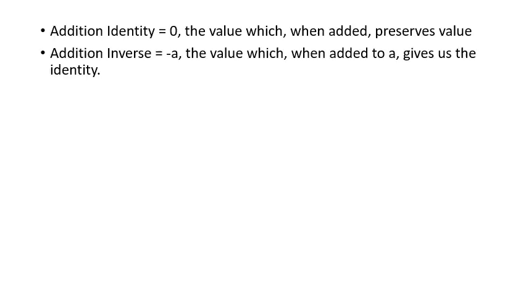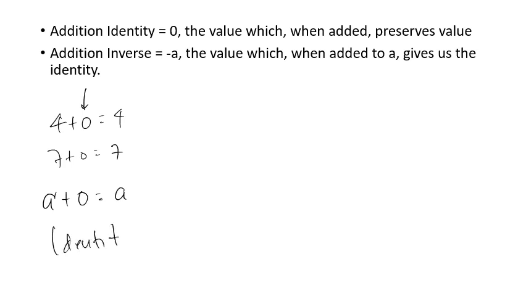So let's get started. We need to define two terms. We have our addition identity, which is the value which, when added, preserves value. What we mean by that is if we add anything to 0, so if we do 4 plus 0, we get 4. If we do 7 plus 0, we get 7. This 0 preserves value. Whatever we add to it, it stays the same thing. So generally, we could write a plus 0 is just going to remain a. It just stays a. And this is what we mean by identity.